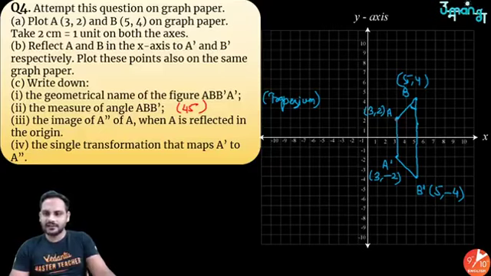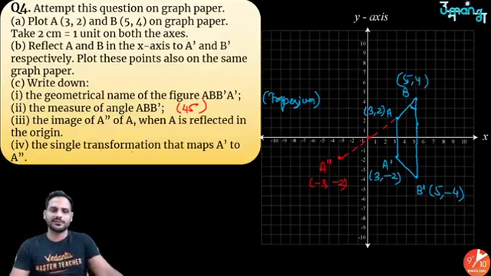The image of A double dash of A when A is reflected in the origin. So if I reflect this A under origin, so 3, 2 will become minus 3, minus 2. So this will be the reflection under origin. So this is your A double dash. It is what? Minus 3, minus 2. Both the coordinates will change the sign. Minus 3, minus 2.